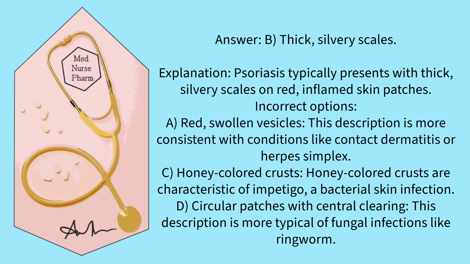The correct answer is B, thick, silvery scales. Psoriasis typically presents with thick, silvery scales on red, inflamed skin patches. You can pause the video and go through the incorrect options.